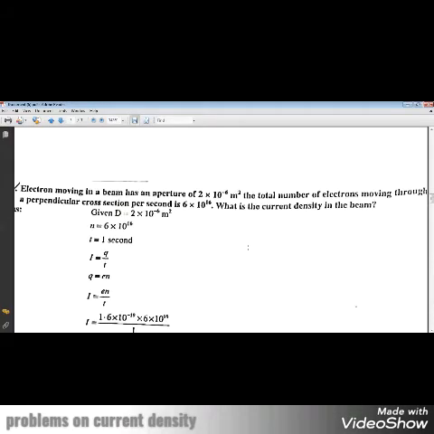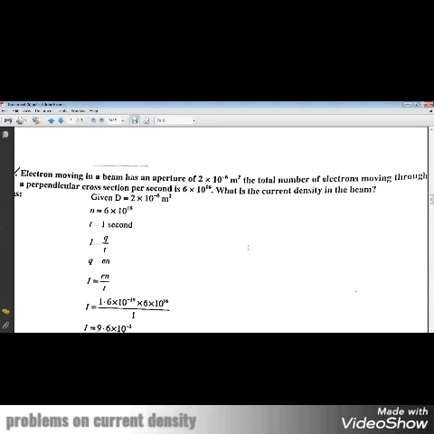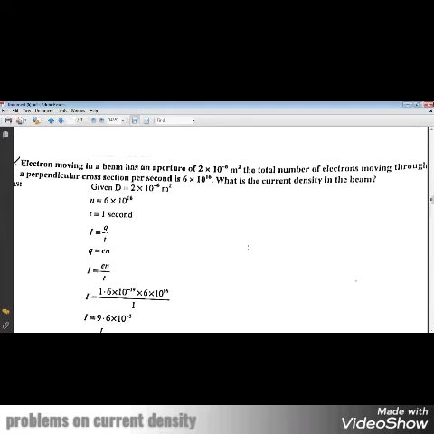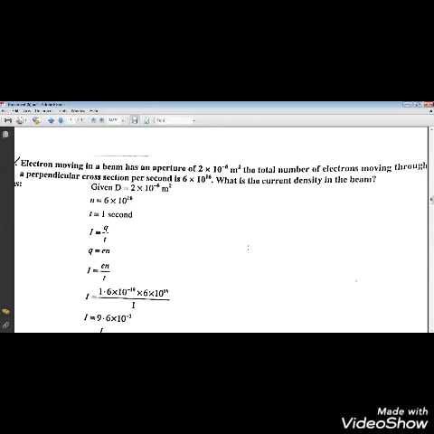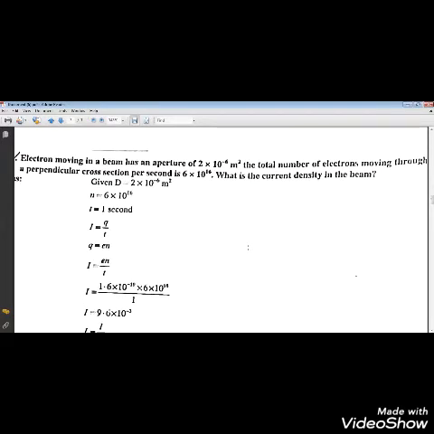Okay, let us move on to the next problem. An electron is moving in a beam of aperture 2 into 10 to the power of minus 6 meter square. The total number of electrons moving through a perpendicular cross section per second is 6 into 10 to the power of 16. What is the current density in the beam?